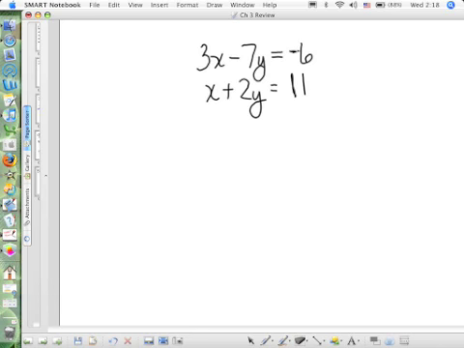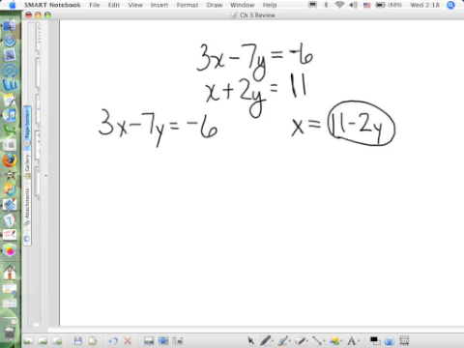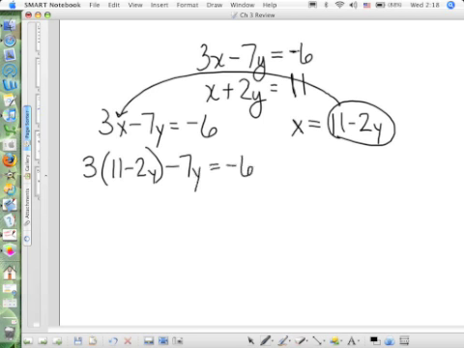I've got 3x minus 7y equals negative 6. And in the second equation, if I solve for x, I've got this. If I know that x is equal to this phrase, I can substitute that phrase into the other equation for x. So 3 times (11 minus 2y) minus 7y equals negative 6. Now I only have y, so I can figure out what it is.